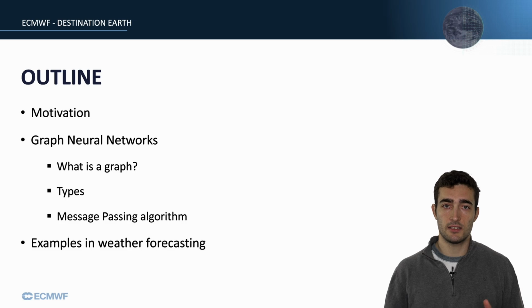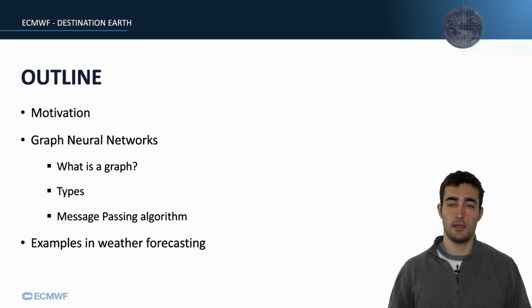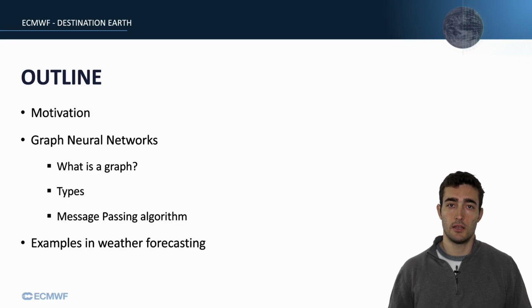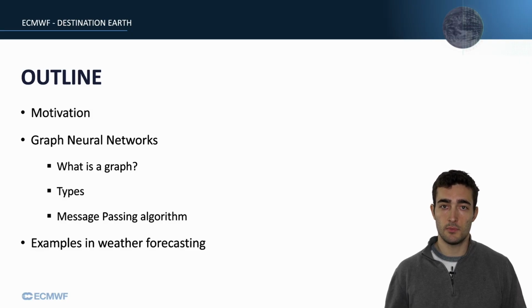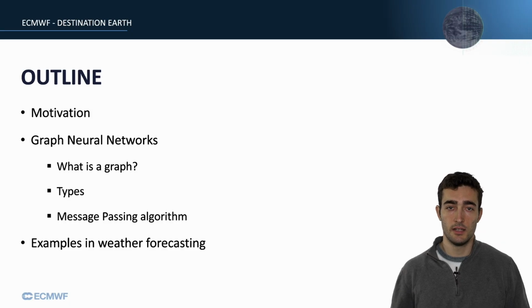First of all, let's start with a brief introduction of the session. We will start motivating graph neural networks, why they are useful. Following, we will present their core principles for design and also the different types of graph neural networks that we can see. Later we will present the message passing algorithm, and then we will go through some use cases, examples in the weather forecasting area that you can take as an example for other use cases like downscaling, time interpolation or others.